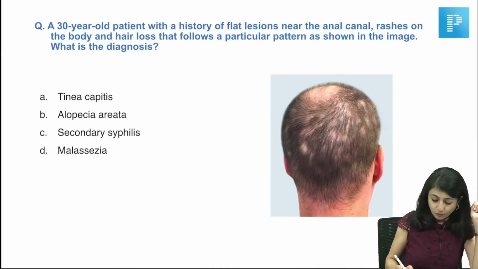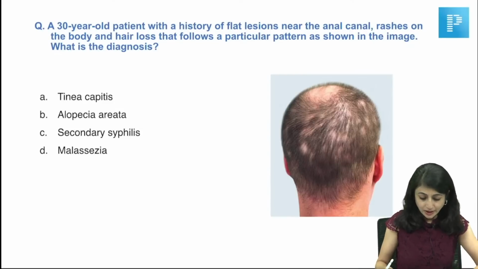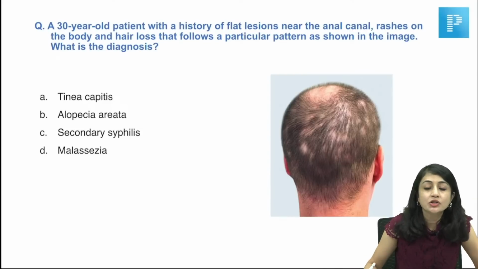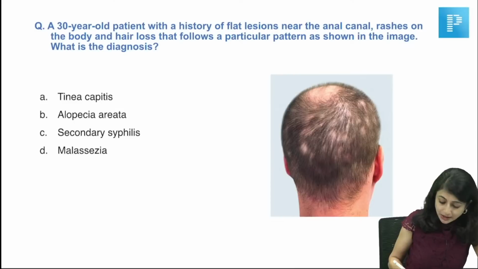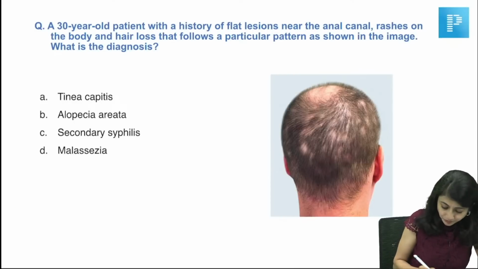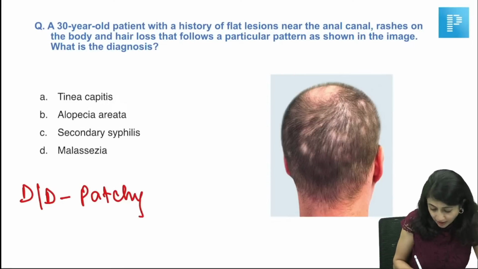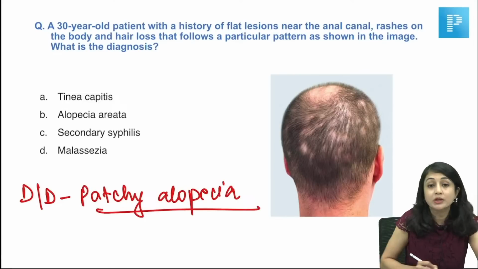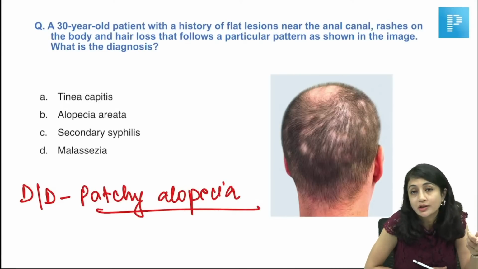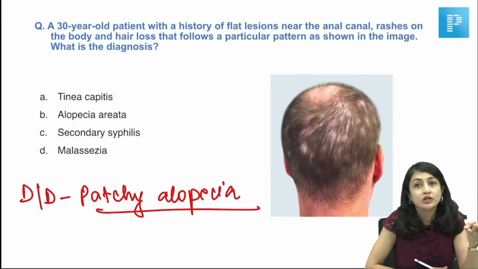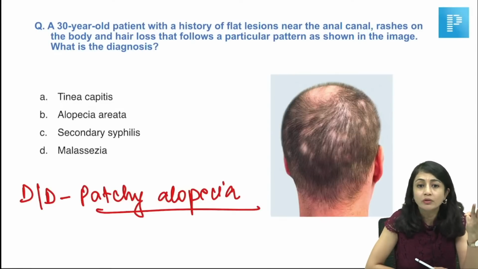Now there are a lot of pointers here, quite clear actually. When you look at the image, it can be anything. It is basically a differential of patchy alopecia, right? And we know that there are various differentials for patchy alopecia: Tinea capitis, alopecia areata, moth-eaten alopecia and trichotillomania. These are the four main patchy alopecia DDs which we have studied.